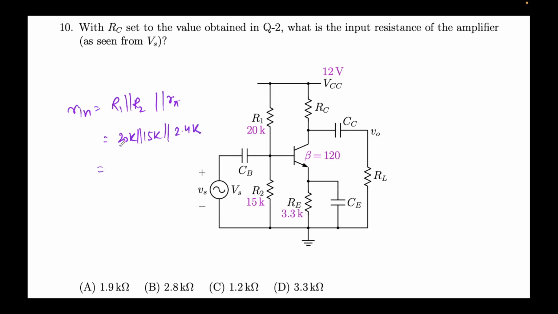So let's just first solve 20 and 15. What do they come out to be? They'll come out to be 20 times 15 over 35, which comes out to be 8.57k, parallel with 2.4k. So this will be divided by 8.57 plus 2.4, and it comes out to be 1.875k. So this parallel combination comes out to 1.875k, which is close to option A, 1.9. So option A will be our correct answer, and yes, it's option A in the answer key as well. So that's how we solve this problem.